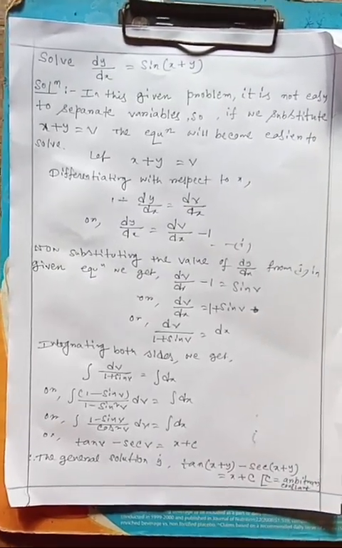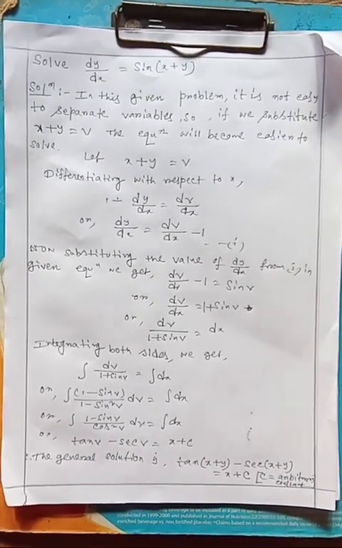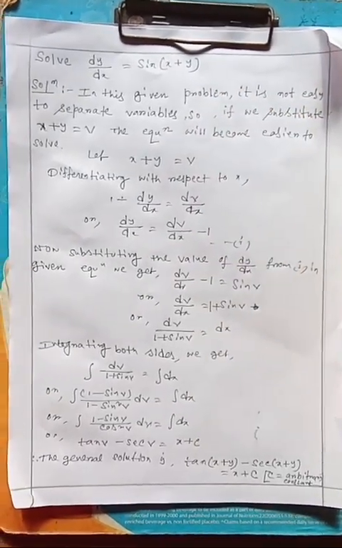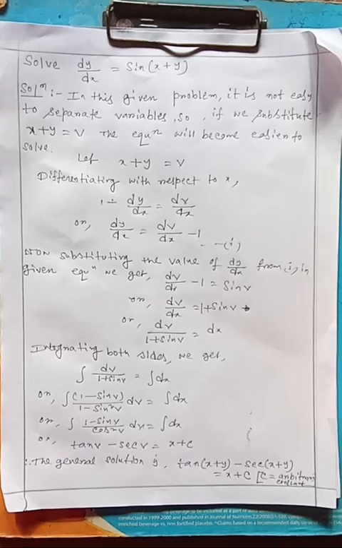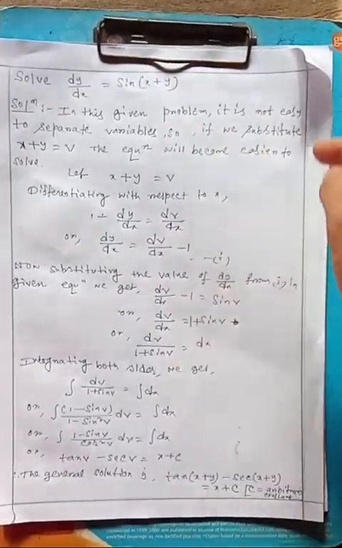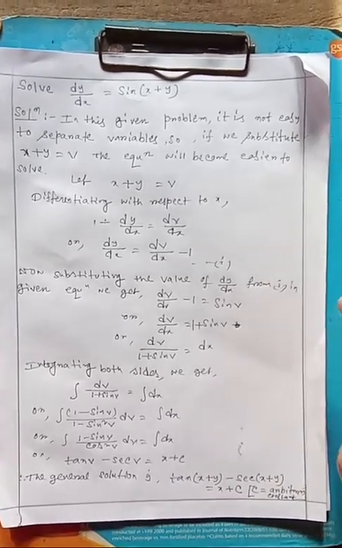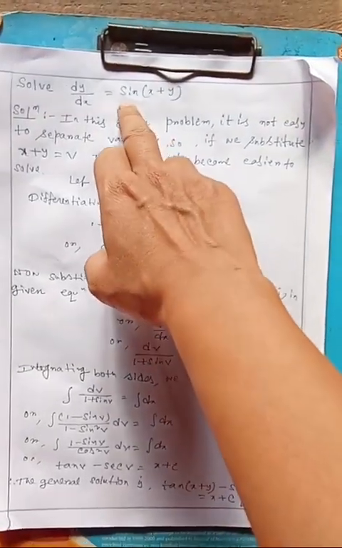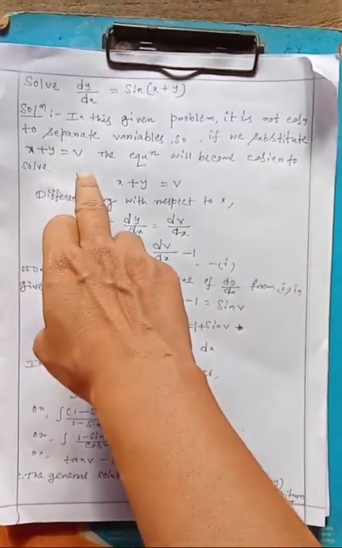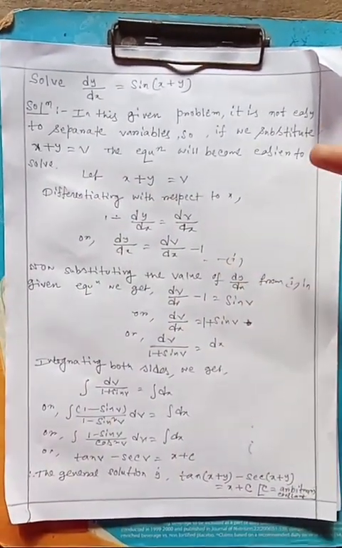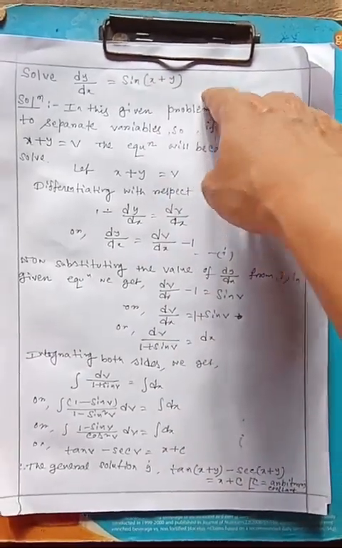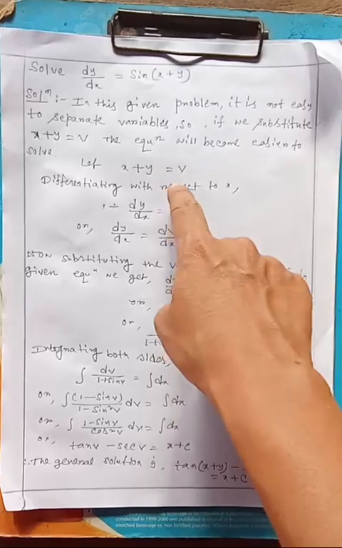In this given problem, it is not easy for us to separate the variables because here we have sine of x plus y. So we cannot take the x variables on one side and the y variables on the other side, because it is not easy to separate as it has sine of x plus y. So if we substitute x plus y is equal to v, it will be easier for us to solve the given problem. Let x plus y is equal to v.